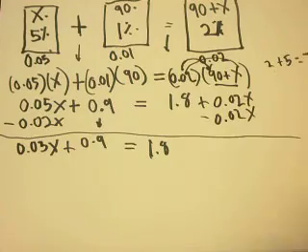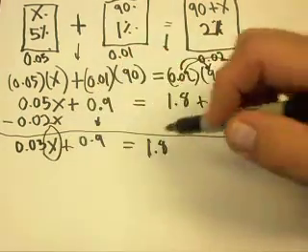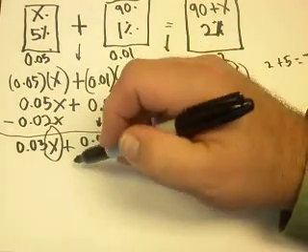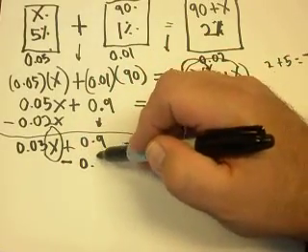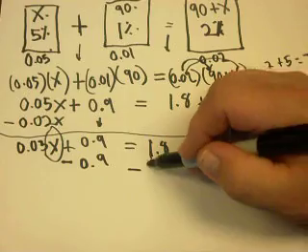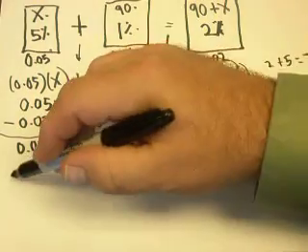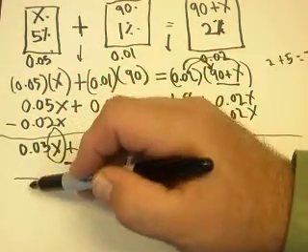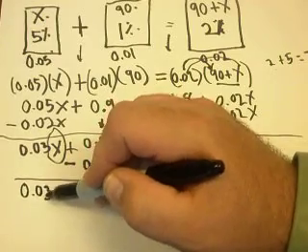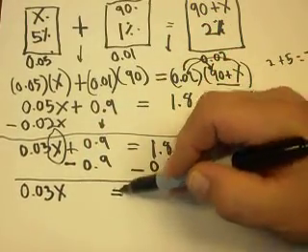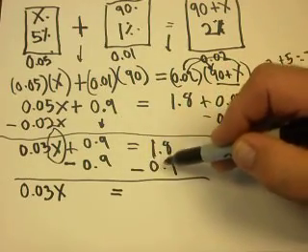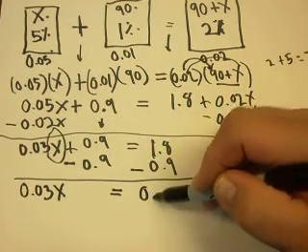Alright, I still want to get the x by itself. We're trying to solve for x, so I'm going to get this 0.9 out of here. It's addition, so I do the opposite. I subtract 0.9. If I do it to one side, I'm going to do it to the other. Draw a line. I bring down my 0.03x. This becomes a 0. Bring down my equal sign, and 1.8 minus 0.9 is 0.9.